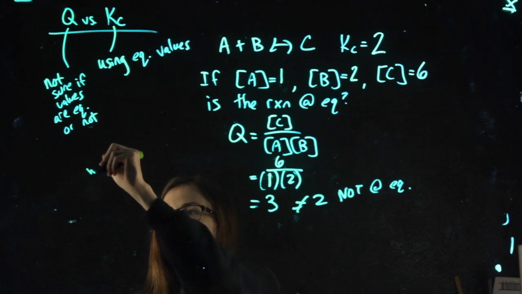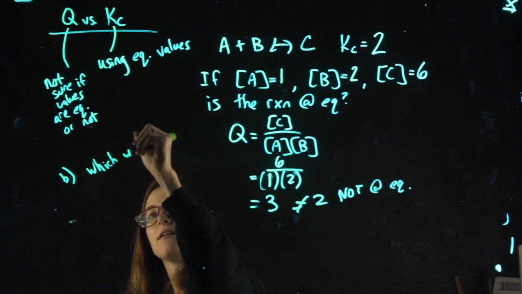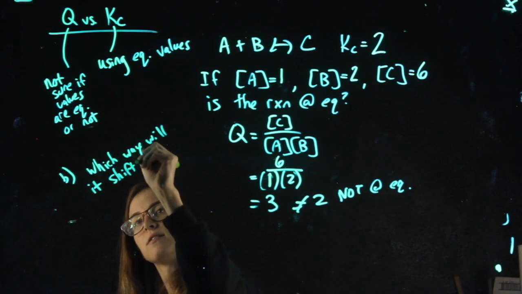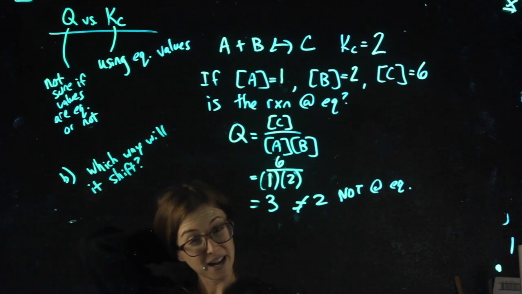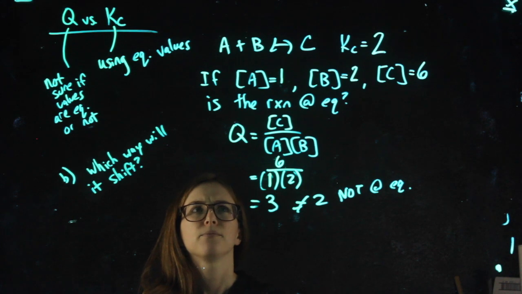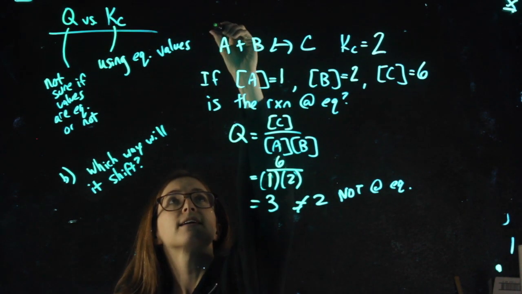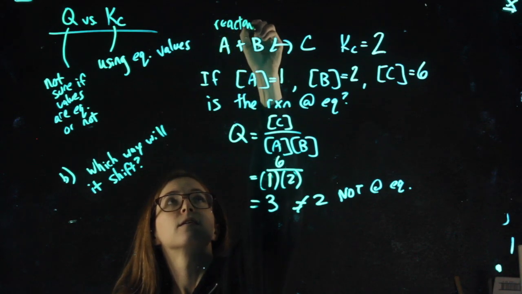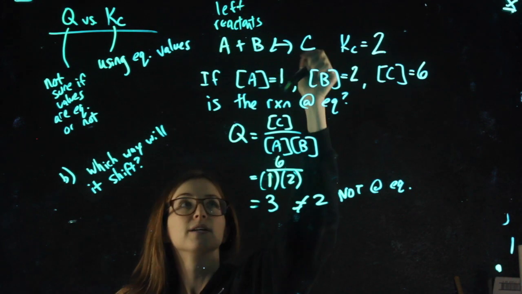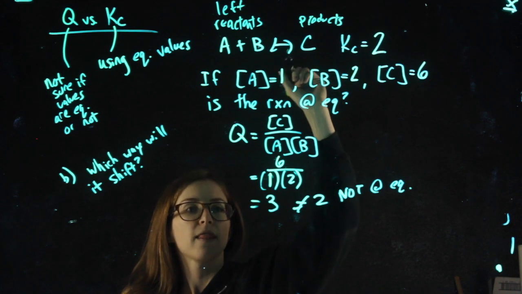Then I can ask you, like a part B to this question, which way will it shift? My answer choices here are left and right, which is weird. So think of the reaction. These are my reactants. They are on the left, literally on the left side of the arrow. These are my products. They are on the right.